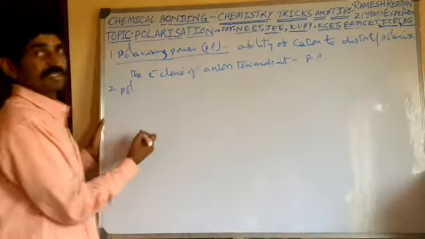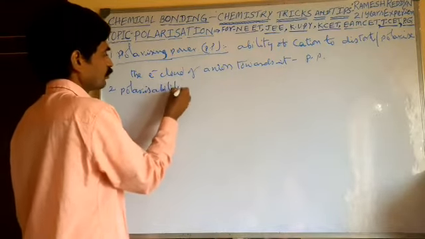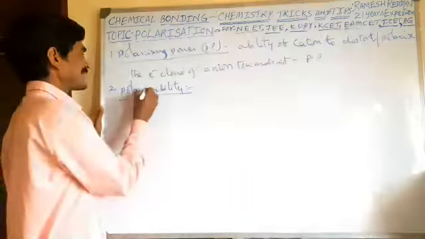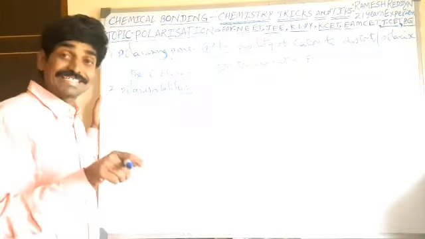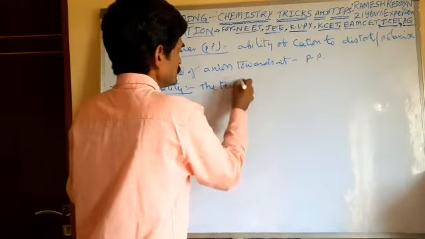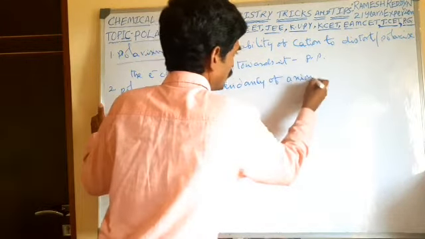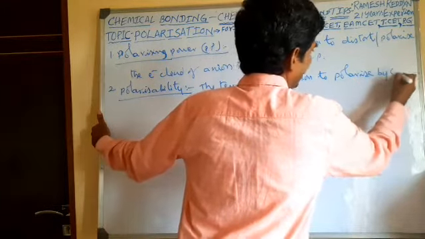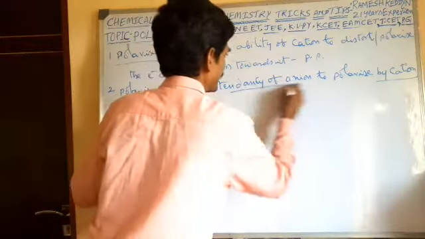The next one is polarizability. Polarizability is related to the anion. What is polarizability? It is the tendency of an anion to be polarized by a cation. It is a tendency of the anion.